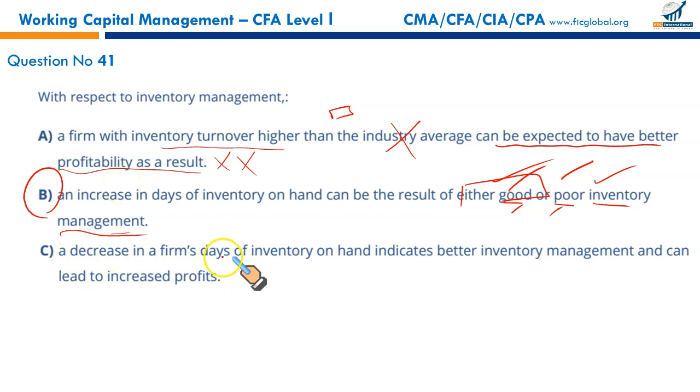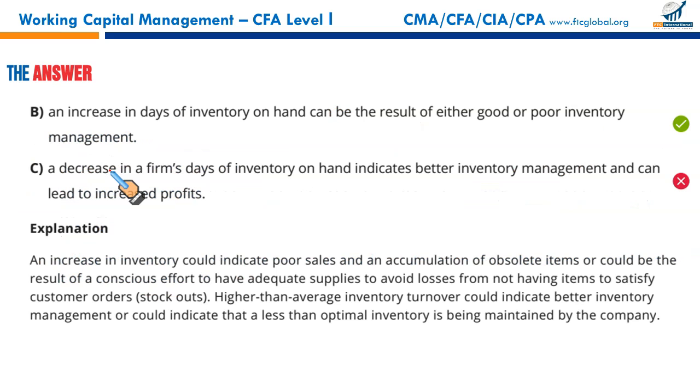C, a decrease in inventory days on hand indicates better inventory management and can lead to increased profits. Just like in A, we can't conclude that having higher turnover or lower turnover means the business will be more profitable. So the most balanced one is B, which is of course the context-based option. So B is the right option.